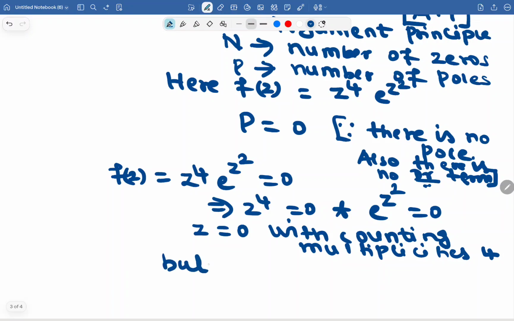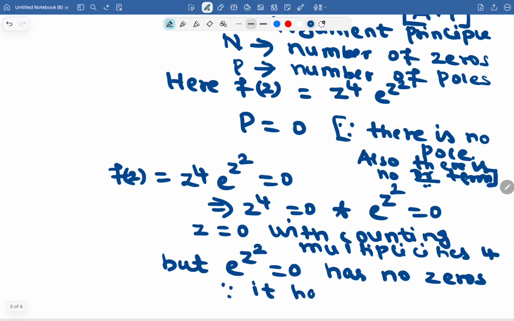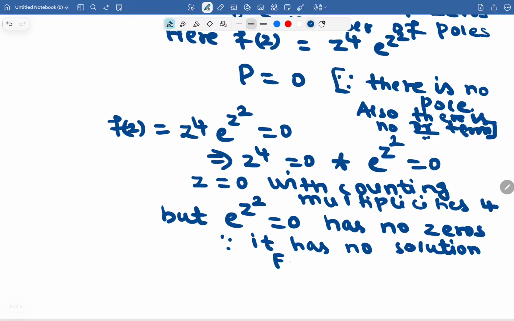But e power z square equal to 0 has no zeros, since it has no solution for any finite values of z.